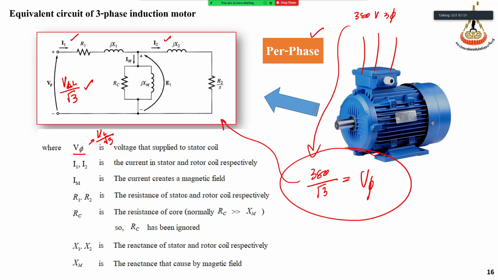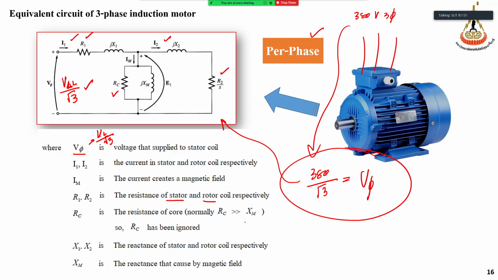R1 and R2 are the resistance of the stator and rotor, respectively. This is the resistance of the stator and this is the resistance of the rotor. And R2 by S will represent the power output and the rotor loss, right? Rc is the resistance of the core, right here.